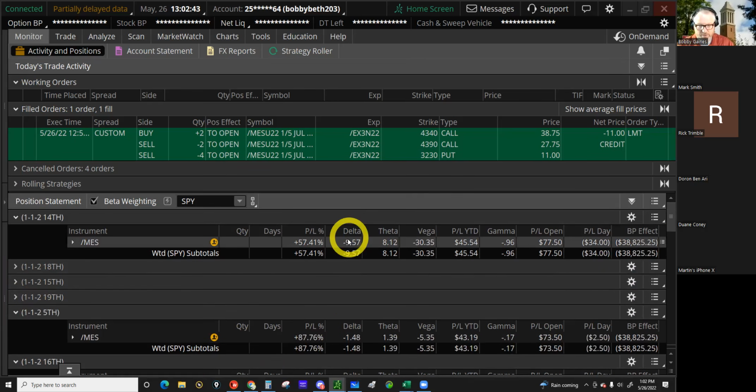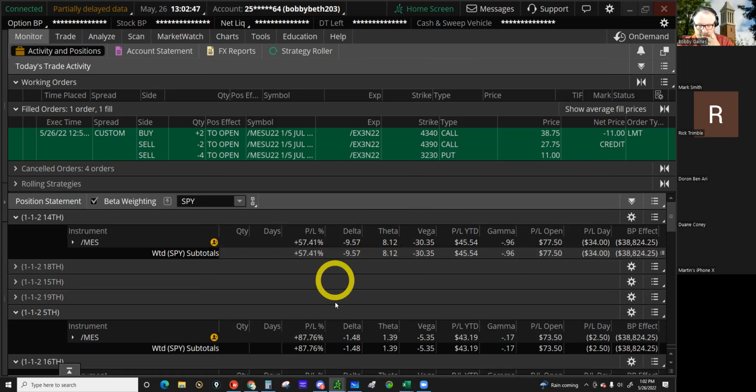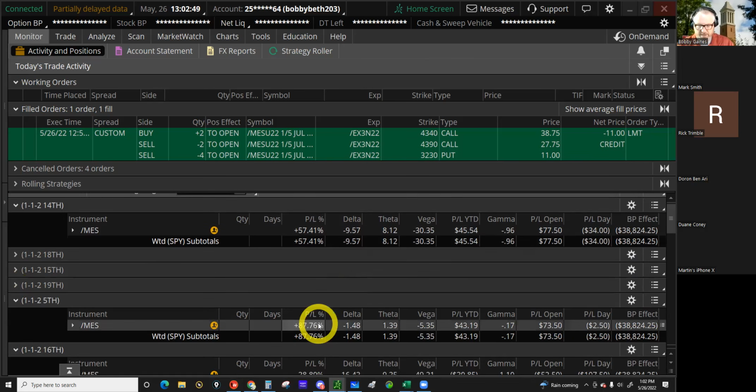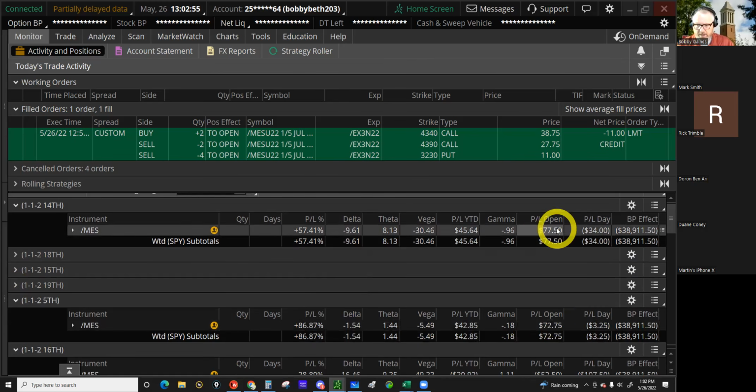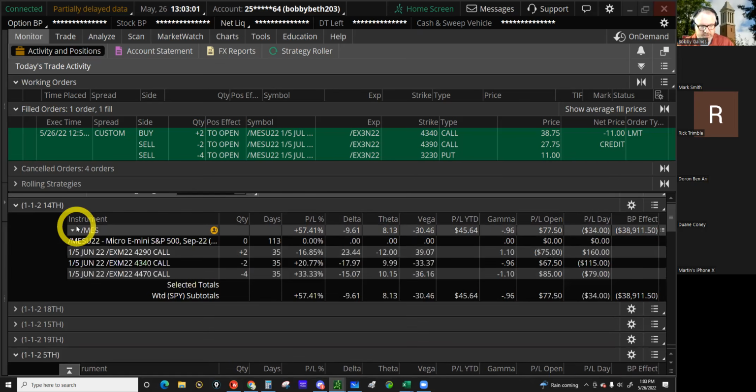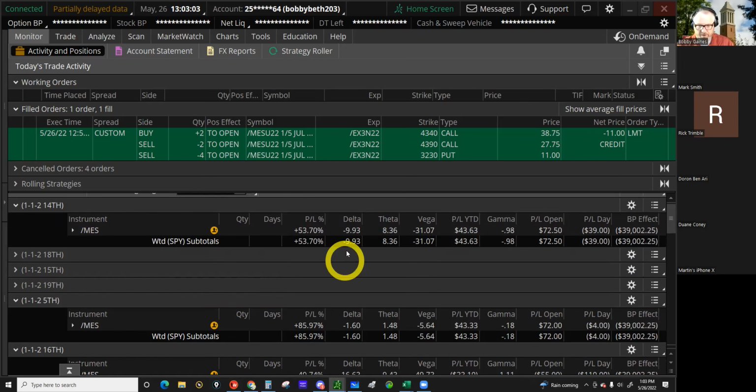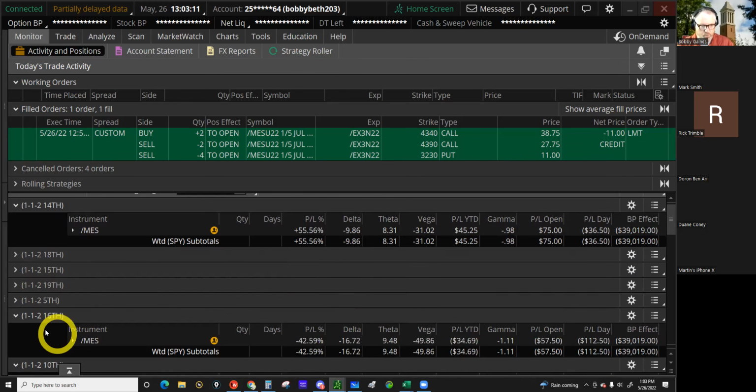I kind of like this one here, right? Because it would get rid of some negative delta, and it's up over 57%. Now here's the negative delta trade. That's up 87%. But look, dollar-wise, this one's more, right? So I must have 3 tranches here or something. Let's see what I got. Now I got 2 tranches there. So I could get rid of a lot more negative delta by taking that one off. So this one's a little more attractive to me now.